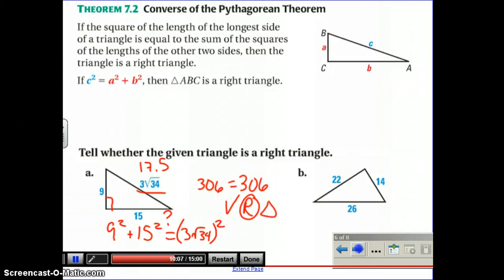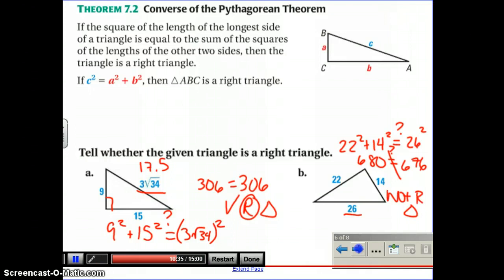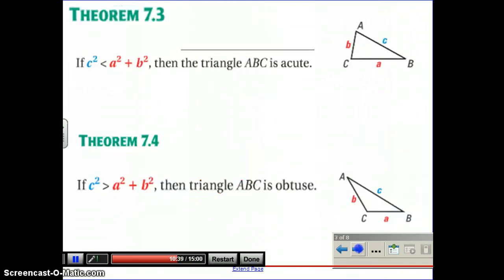Now, let's look at the second example together. This is my longest side. So is 22 squared plus 14 squared, let's see, 22 squared plus 14 squared. Throw that in our calculator and it is 680. However, 26 squared is 676. So they are not equal, so this is not a right triangle. Okay. Let's go to the next slide.